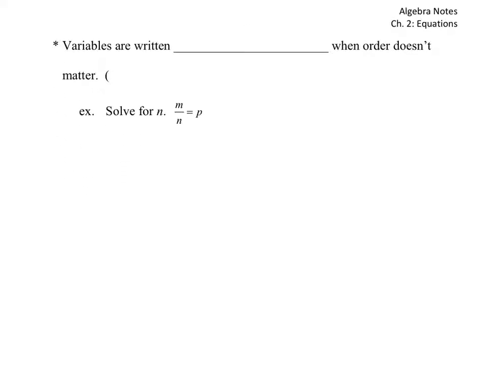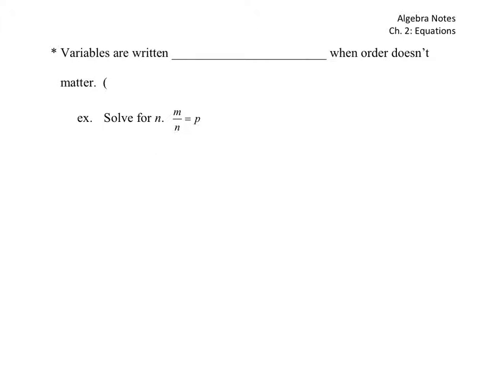Although maybe since there's no numbers in this next one, it makes you feel a little bit uncomfortable. If we're multiplying variables, so variables are written alphabetically when the order doesn't matter. All right, so let's write that in. So variables are written alphabetically when order doesn't matter. And by that, I mean addition and multiplication.